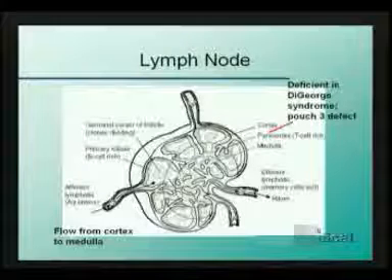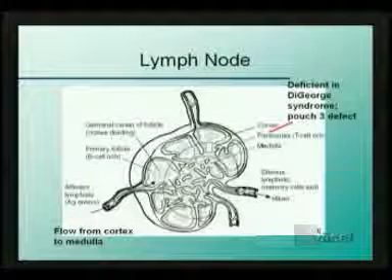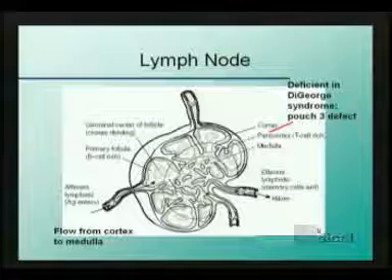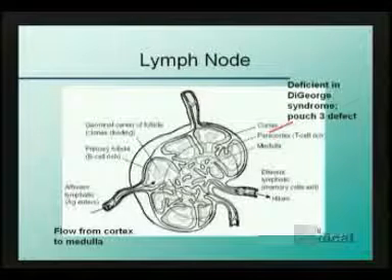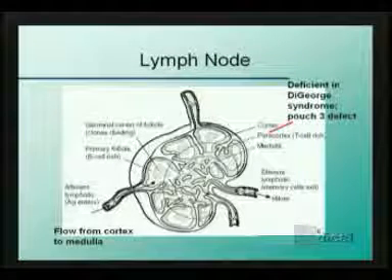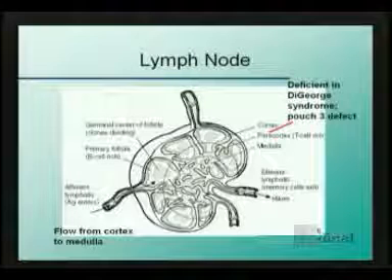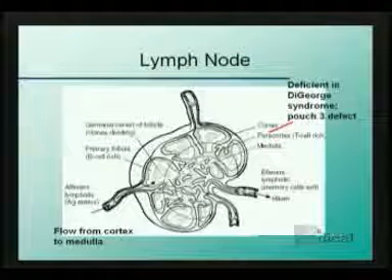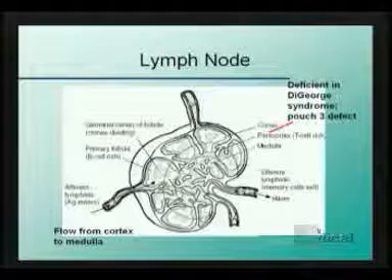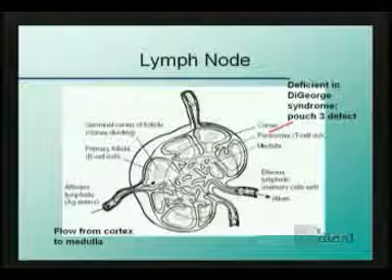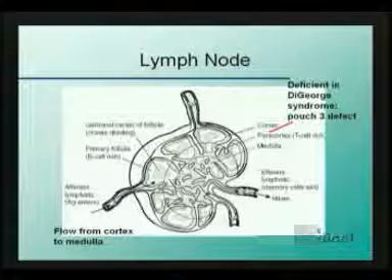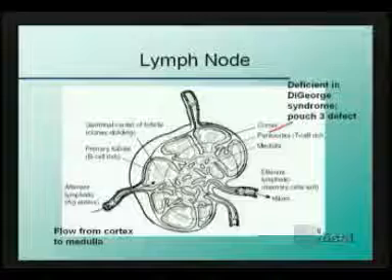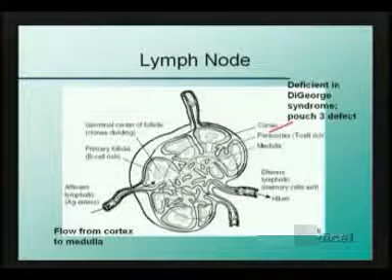Note that the paracortex, being the T cell rich region, will be the part of a lymph node that will be smaller in size in patients that develop DiGeorge syndrome. This is a pharyngeal pouch 3 defect where the thymus itself is deficient in size and will produce fewer numbers of T cells as a result.